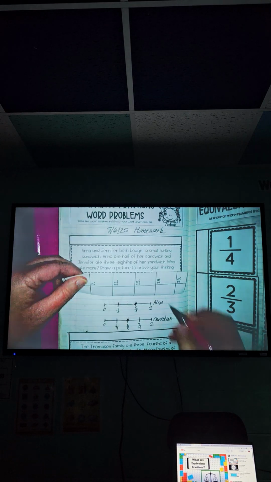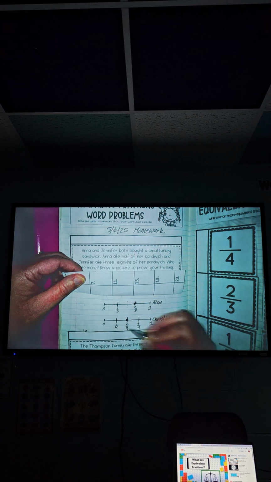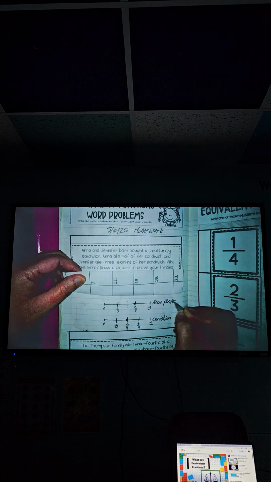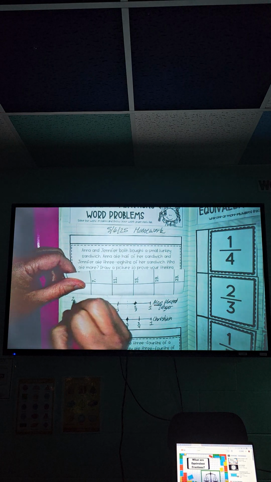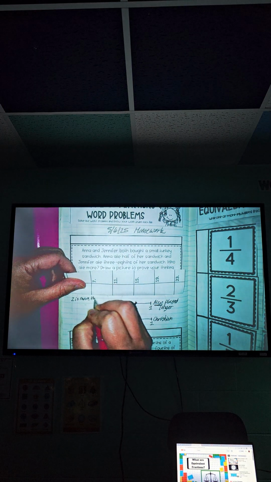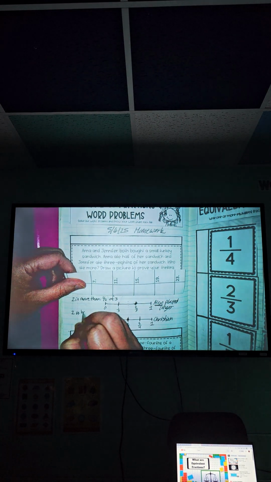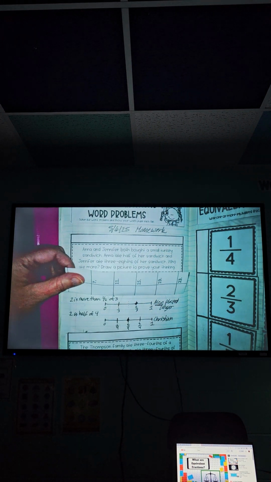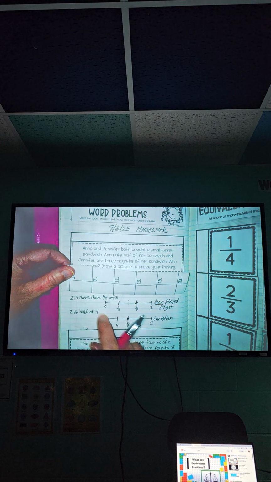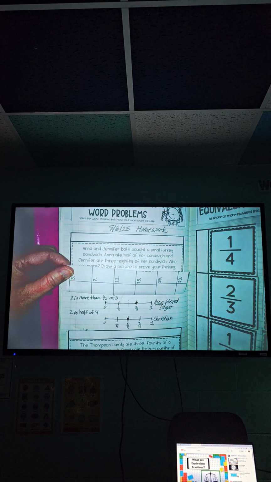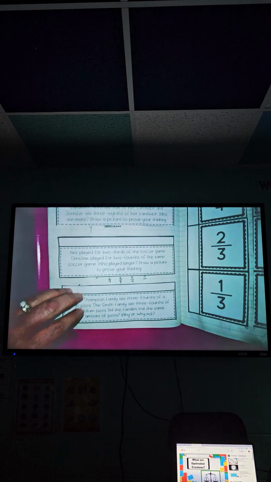And it asks, who played longer? Well, Alex played longer because 2 is more than half of 3. 2 is half of 4. So make sure you write that down. 2 is more than half of 3. 2 is half of 4. So make sure you organize it like that. Pause the video and make those corrections if you need to.